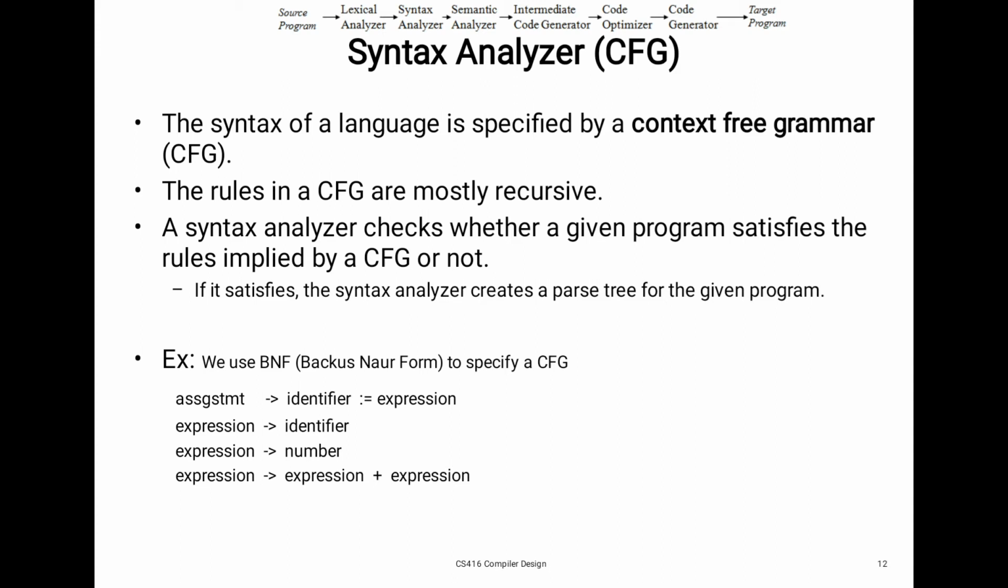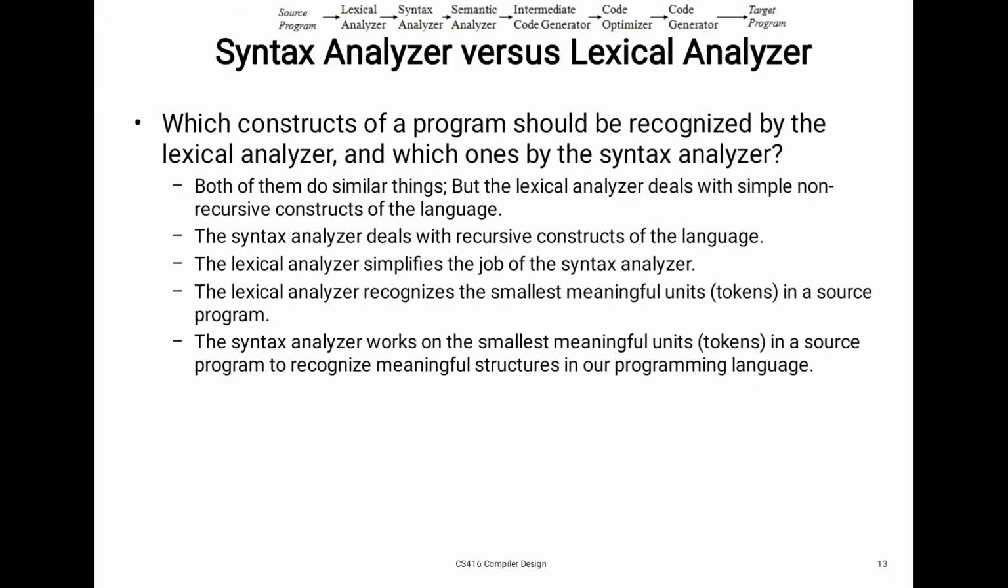The syntax of the language is specified by the context-free grammar, CFG. The rules in a CFG are recursive. A syntax analyzer checks whether the given program satisfies the rules implied by the CFG or not. If it satisfies them, the syntax analyzer creates a parse tree for the given program. Here we use Backus-Naur form to specify a CFG. Assignment is equal to identifier. Identifier is equal to expression. Expression is an identifier, and another expression is a number. Expression is equal to expression plus expression. These are the CFG rules.